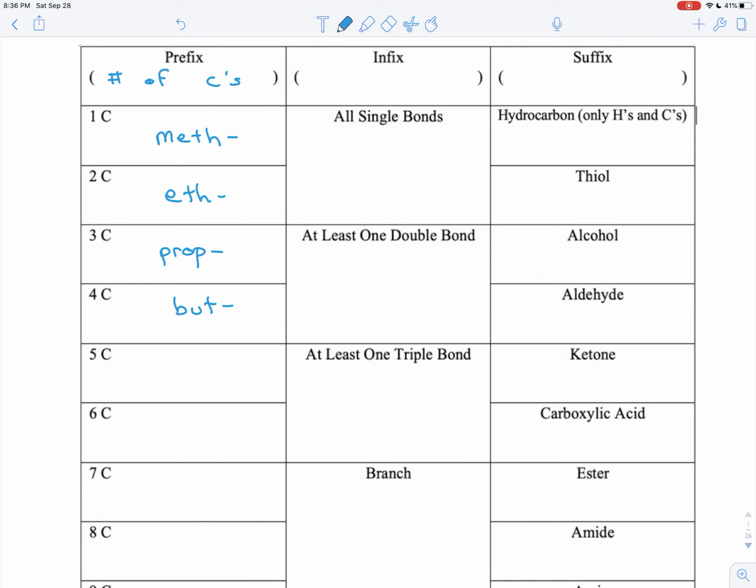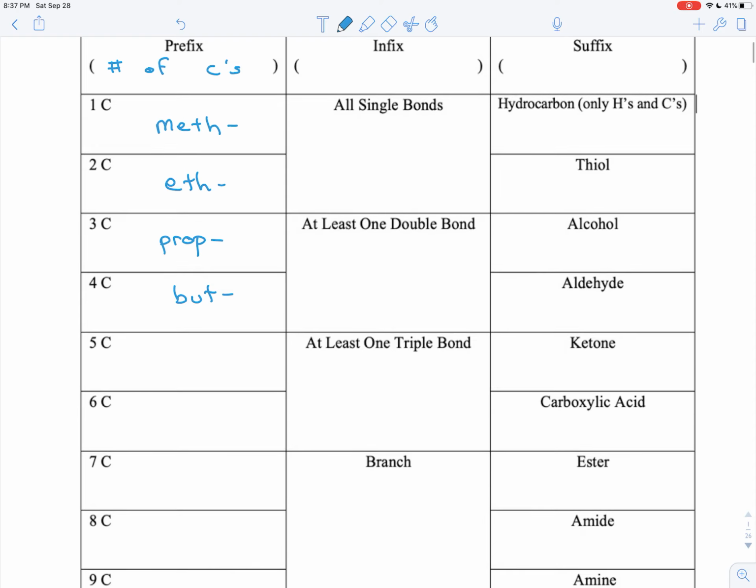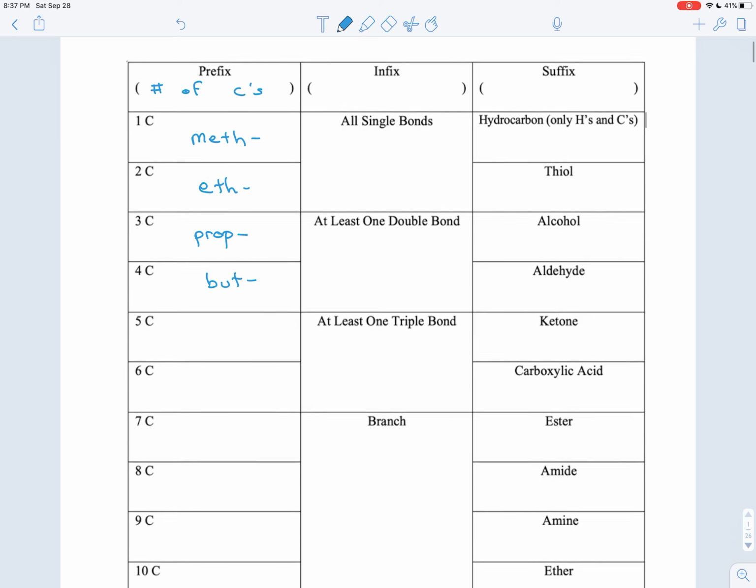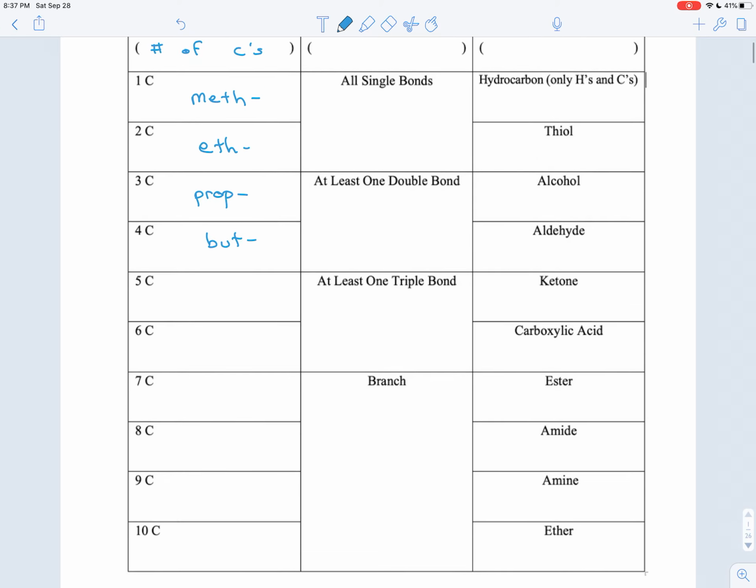I've seen maybe one kind of silly mnemonic device. It's "me eat peanut butter," if that helps you remember those. But those are for the first 4 carbons, and so you'll want to commit those to memory. For the rest, you'll also want to commit to memory, but these might seem more familiar. These would come from Greek prefixes.